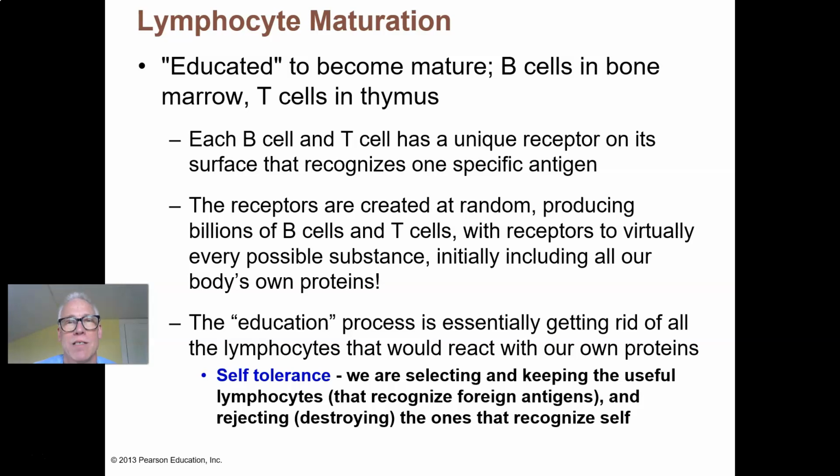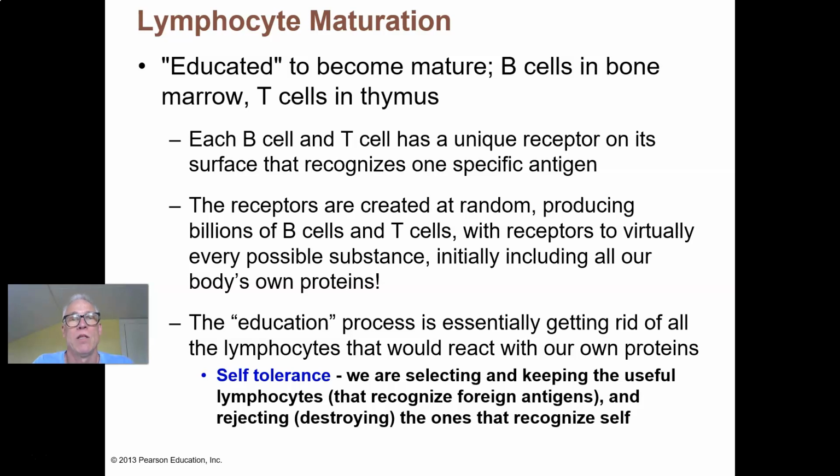And there are billions. The way they're produced is at random. There's some genetic shuffling that happens so that at random, all these B cells and T cells are produced, each with a unique receptor on their surface for every possible chemical substance as far as we know. So we start out with this incredible array of cells that could recognize anything, including the proteins of our own body. That's how they come out of the red bone marrow initially. And then we have to get rid of the cells that would recognize our own proteins.